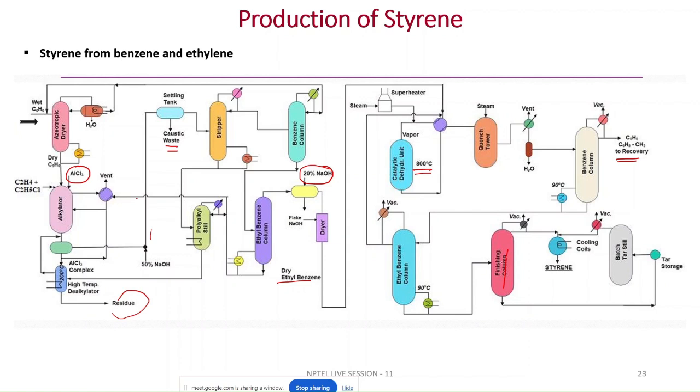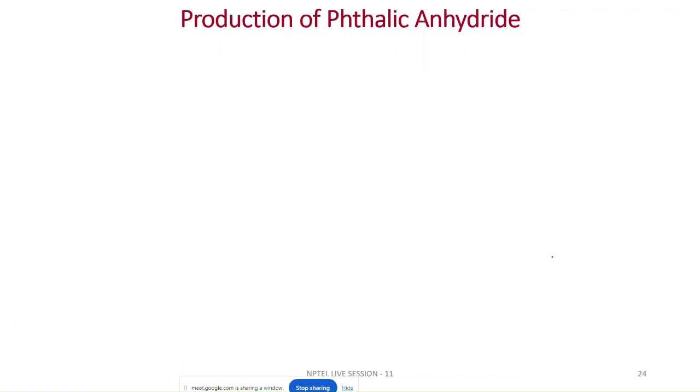to the flashing column. From the flashing column, the top product is the styrene, our required product, and the rest is the heavy end, that is the tar. It is being stored as tar, or it can be used as a batch tar still. So from this section we are getting styrene as a product, right?